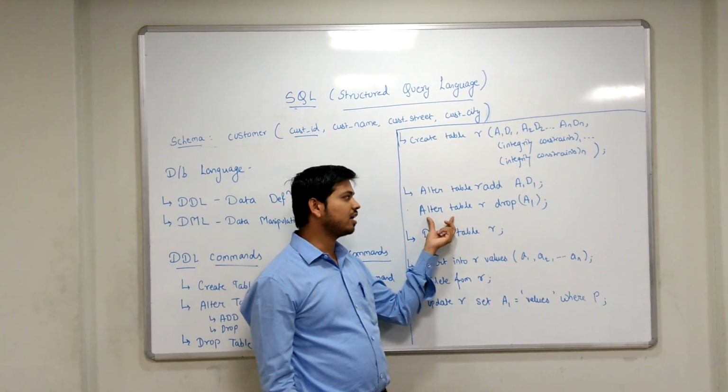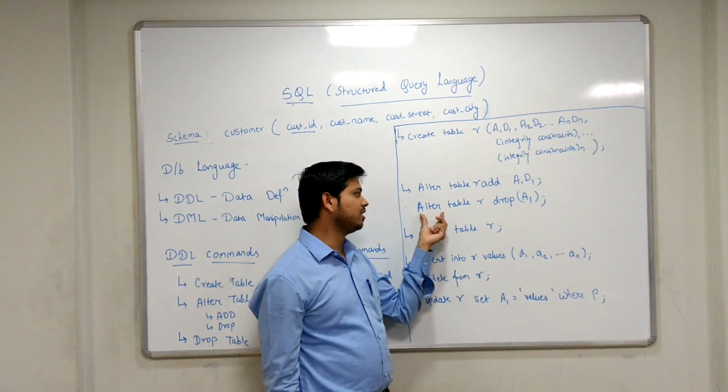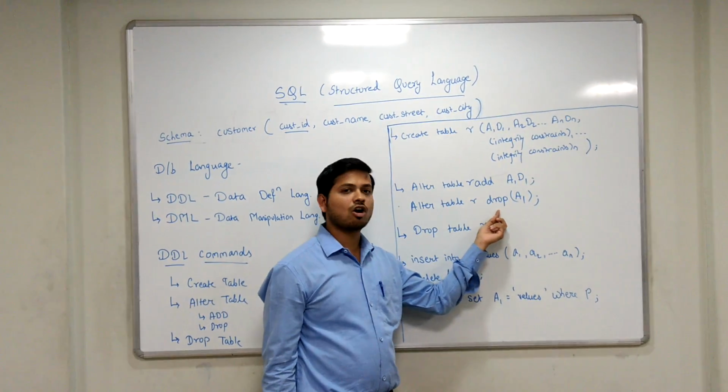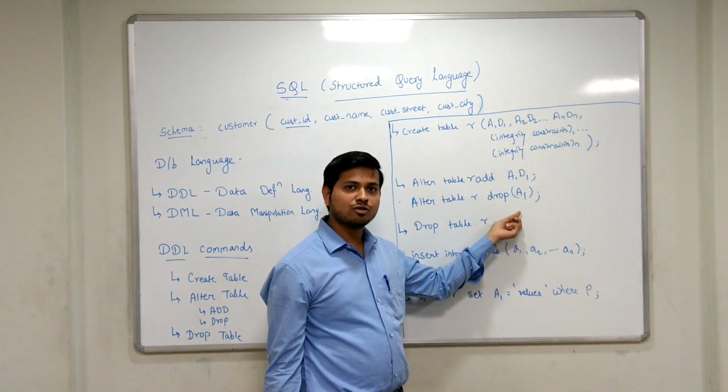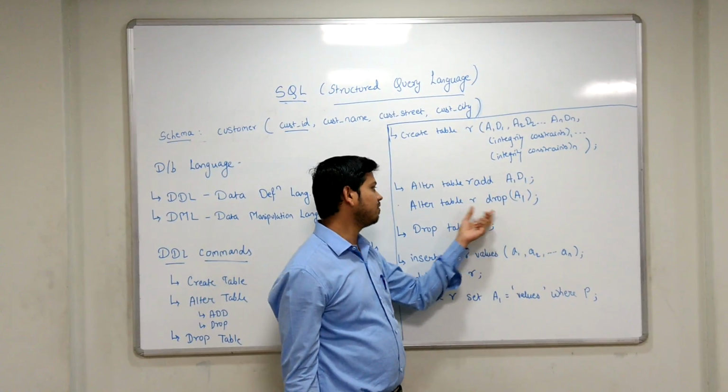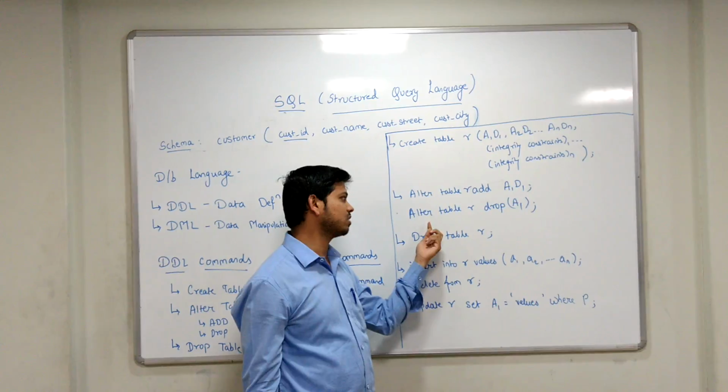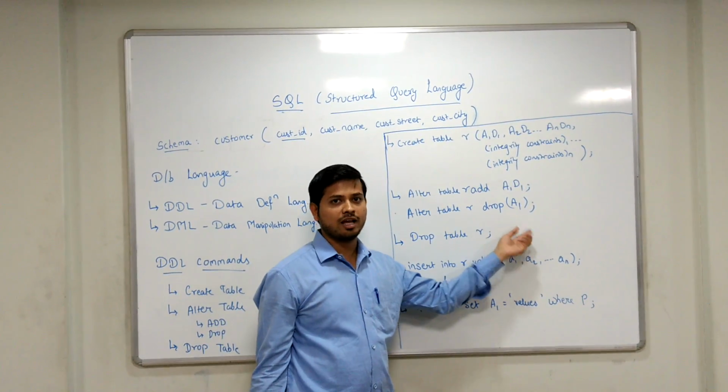Now there is the second form of the alter table command. The syntax is alter table R drop A1. It means that we have to delete that attribute from the existing database. Then we have to use this command, alter table R drop A1.